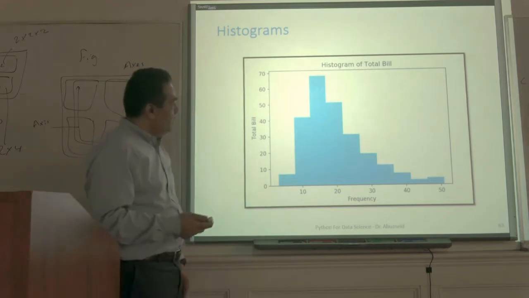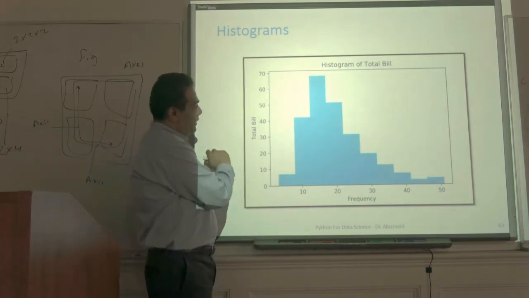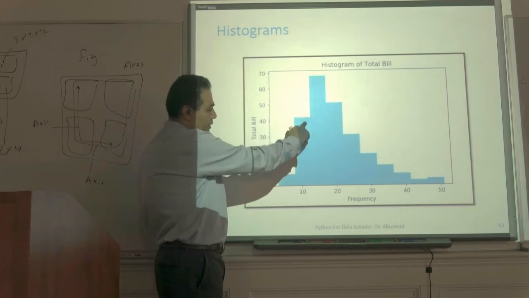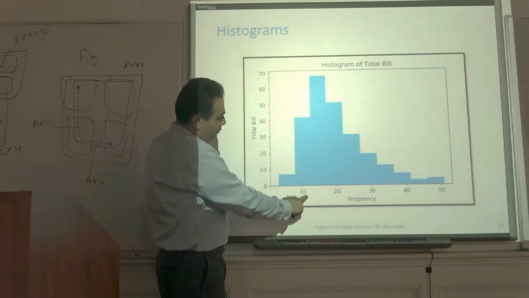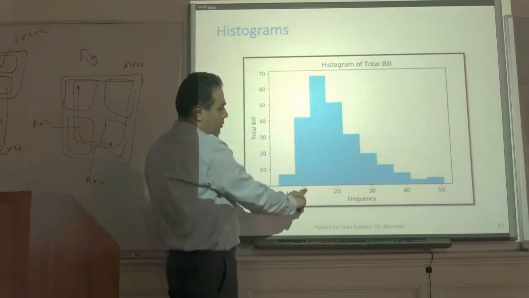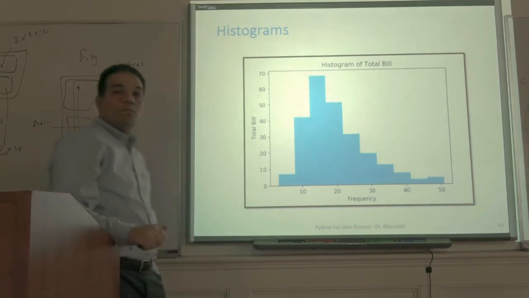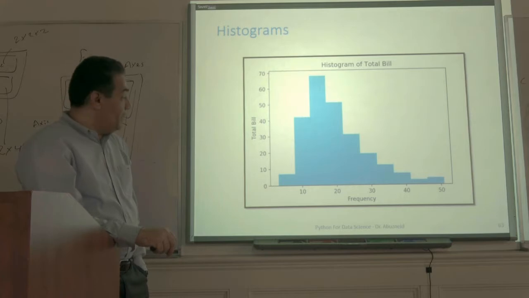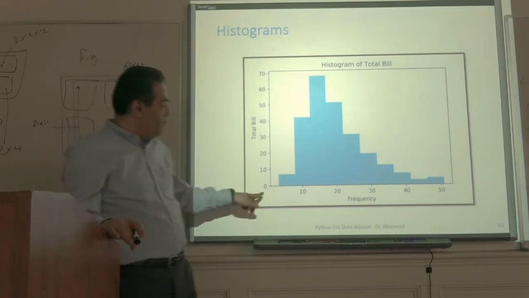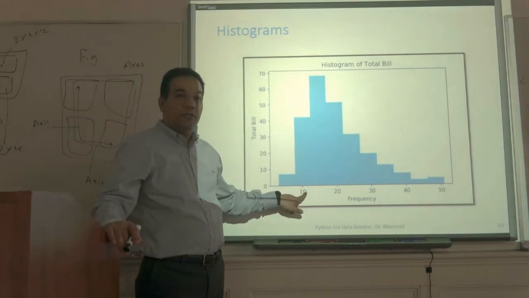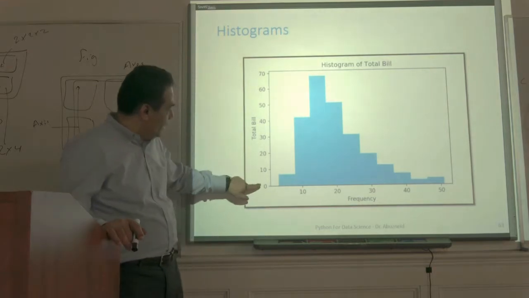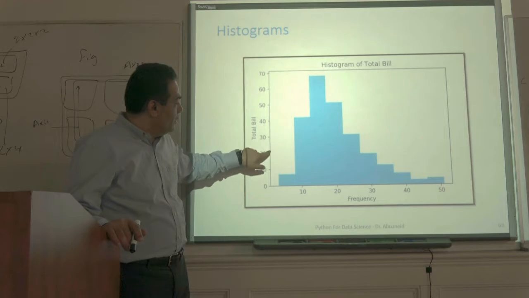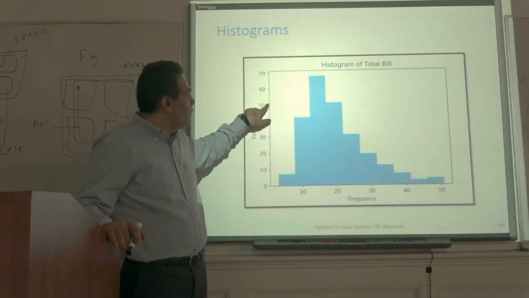So for example, in here, for a total bill of about $43, how many? About 10 people. So it's basically analyzing the entire column. Exactly, the entire column. We are trying to see, for example, how many bills are from $0 to $10, how many from $10 to $20, $20 to $30, $40, $50.